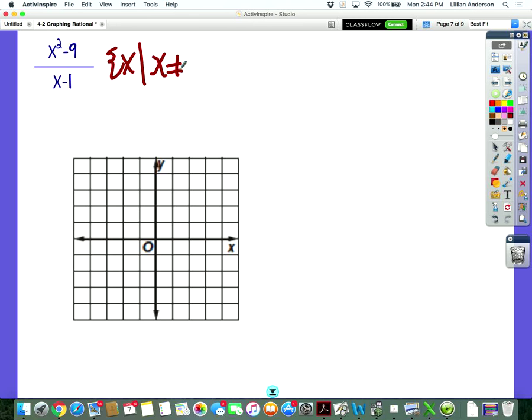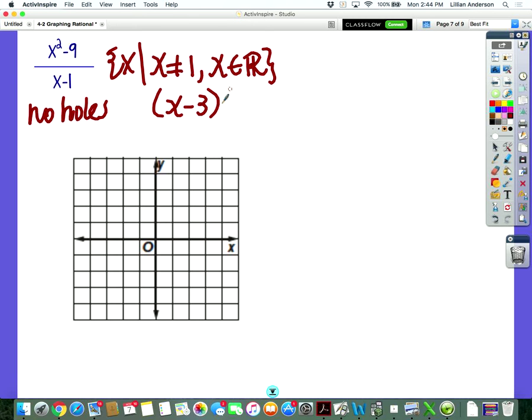What's the domain? X is an element of all real numbers. Cool. Any holes? No holes. Even though the top does factor, nothing cancels out with the denominator. Okay? X-intercepts. Yes, you can have 2. You can actually have 3. You can't have none. What are your x-intercepts?